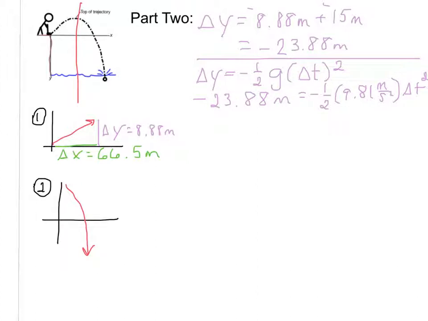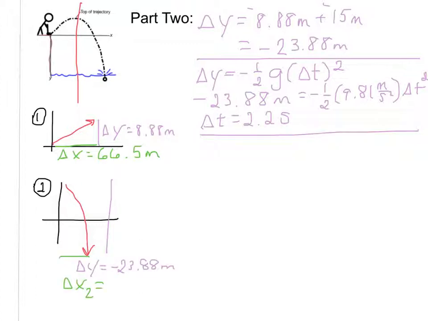I ran out of room a little bit there, so I didn't get the parentheses around my delta t. But clearly the negative values cancel on both sides. I can multiply both sides by 2, which gets rid of this term, and then divide both sides by 9.81. Then I can take the square root of both sides to get my delta t. I can now see that it takes that ball 2.2 seconds to go from the top of the trajectory into the water.